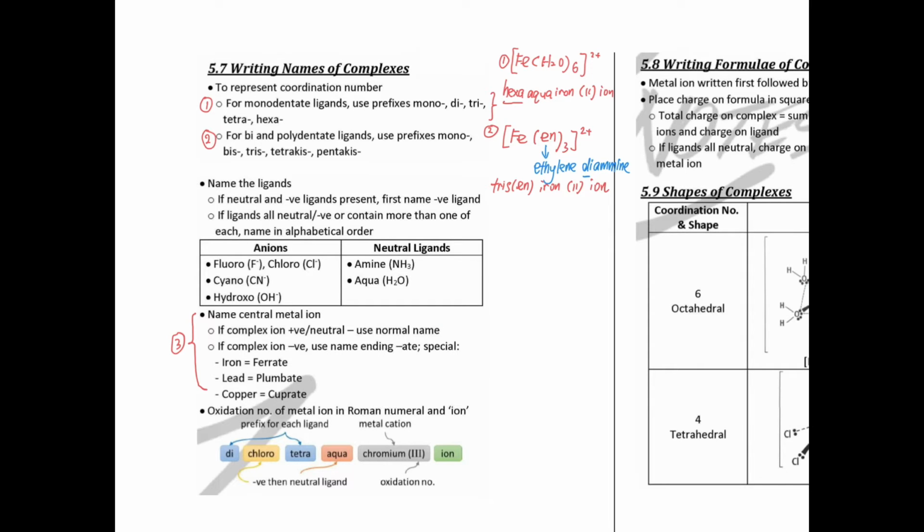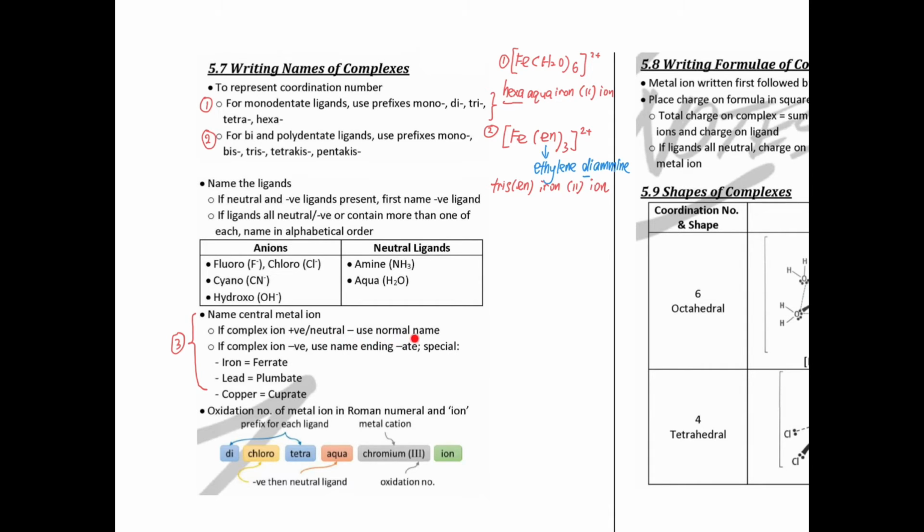Normal name means what? English name. Fe is iron, so iron 2 ion. This is the normal name. But let's see the next point. If the complex ion is negative, that means you should expect some negative charge out here. Then you cannot use iron anymore. You have to change the name.